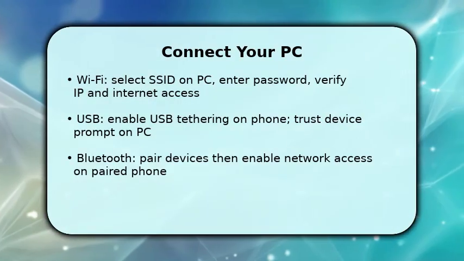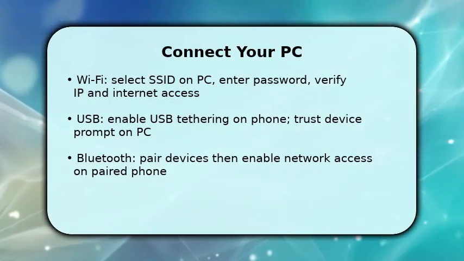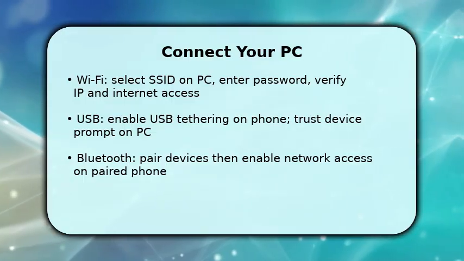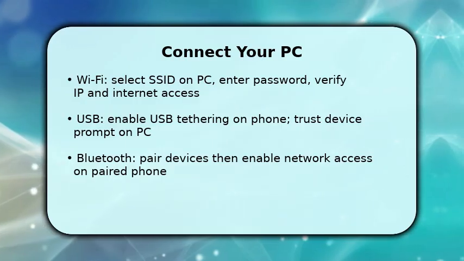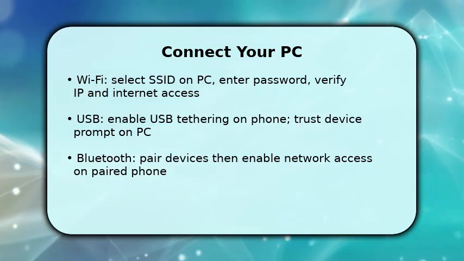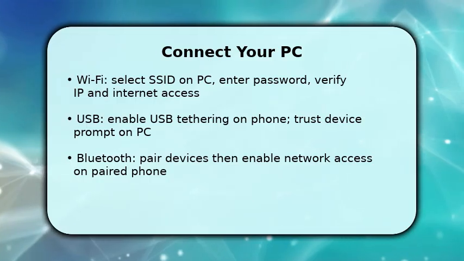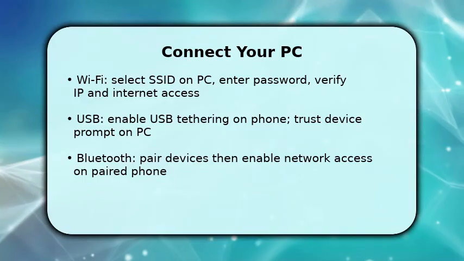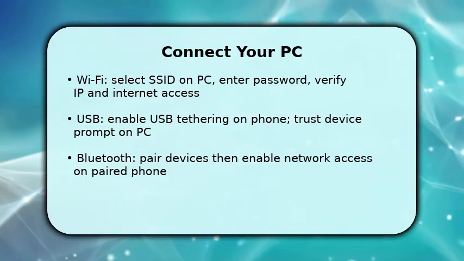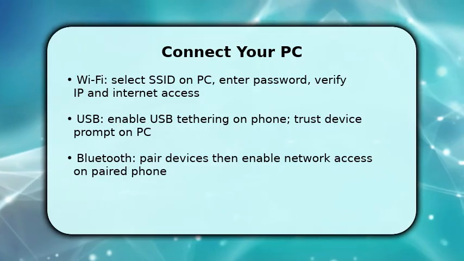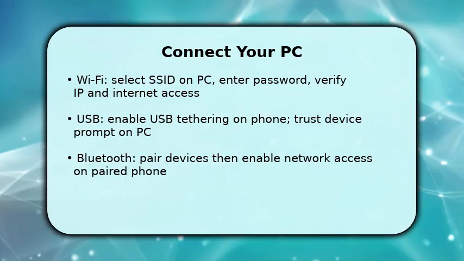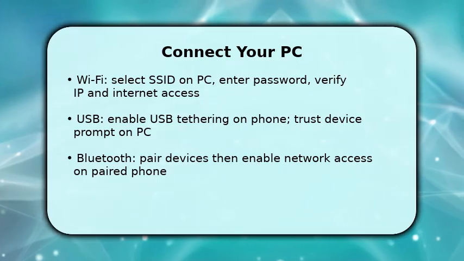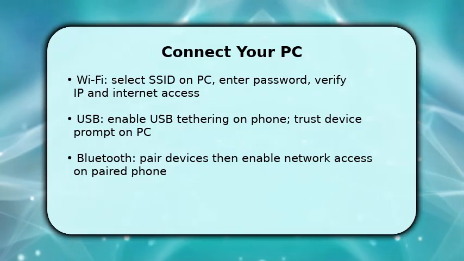You now perform the actual connection. For Wi-Fi, open your PC network list, pick the SSID you created, enter the password, and check that you receive an IP and internet. For USB, plug the cable, enable USB tethering on the phone, and accept any trust prompts on the PC. This gives a direct routed link. For Bluetooth, pair phone and PC first, then enable internet sharing over Bluetooth on the phone. Make sure background data and firewall rules allow the connection.